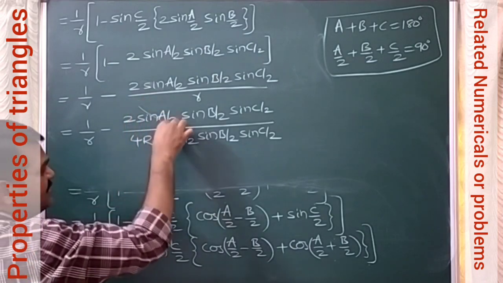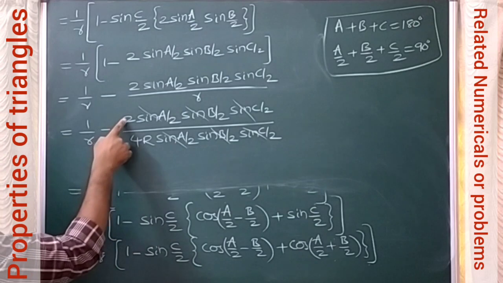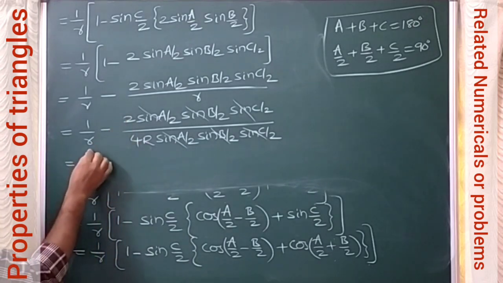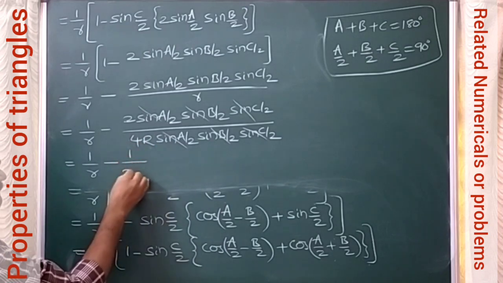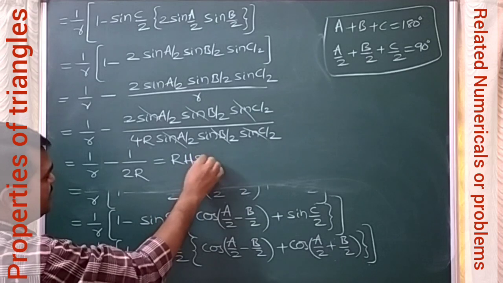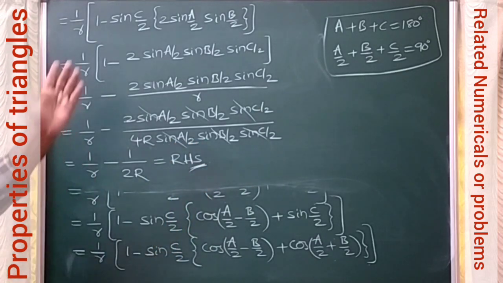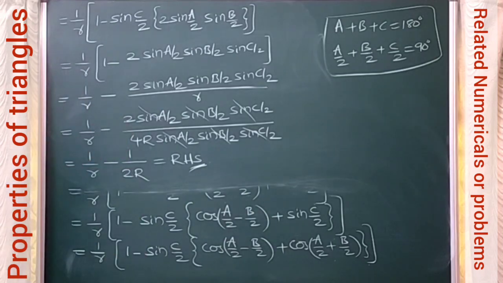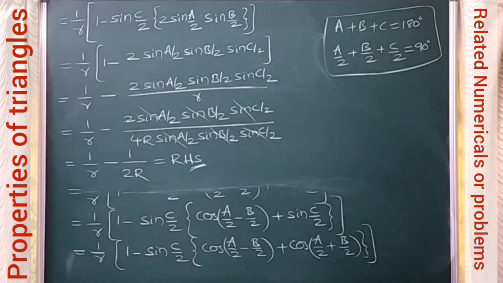So now I can cancel sin A by 2 sin B by 2 sin C by 2. 2 by 4R is left now. So 1 by R minus 2 by 4R, that means 1 by 2 into capital R. So this is the RHS which we actually require. So by taking the LHS we started the question and we got the RHS finally. So this is the required proof, and this problem is very important for board exams.